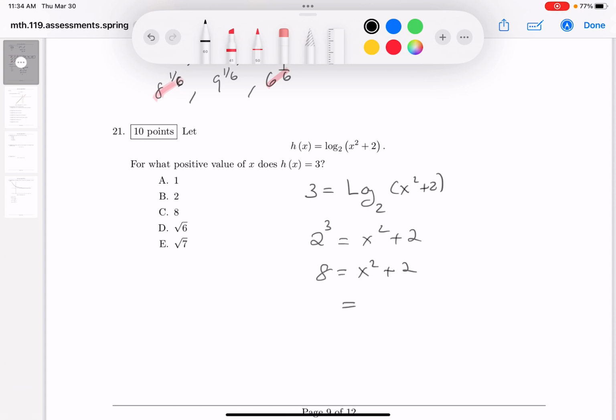Subtract 2 from both sides, you get 6 equals x squared. What's x going to be equal to? Plus or minus the square root of 6. Now, by the way, they said for what positive value, so x has to be the square root of 6. Let's look in the key. I'm seeing that. That's letter D. All right, let's move on.